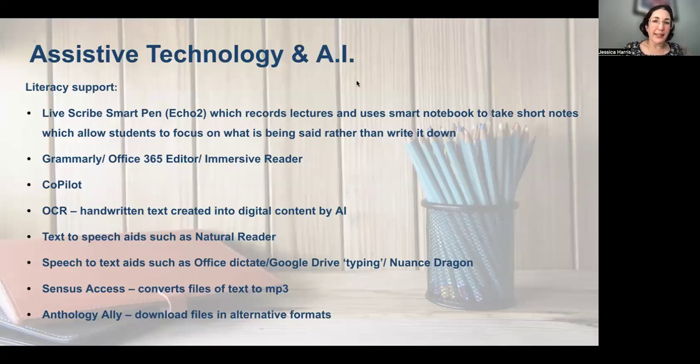Now, just a word here about assistive technology and AI. So these are some of the great technologies that we have available today to support us. LiveScribe Smart Pen Echo 2, which records lectures and uses Smart Notebook to take short notes, which allows students to focus on what's being said rather than write it down. Grammarly, Office 365 Editor, Immersive Reader, Copilot, OCR, which is handwritten text converted into digital content by AI, text-to-speech aids such as Natural Reader, speech-to-text aids such as Office Dictate, Google Drive Typing, and Nuance Dragon, Sensus Access, which converts files of text to MP3, and Ally, downloading files in alternative formats.